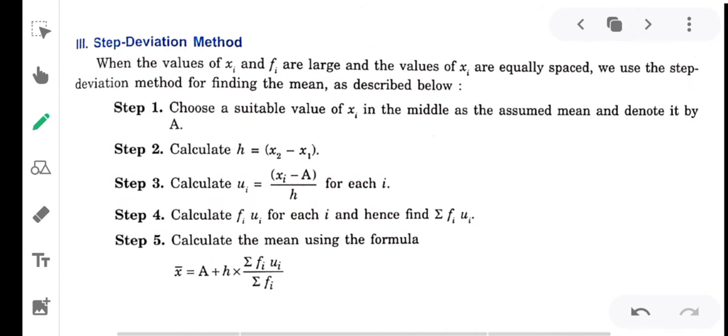Next method, that is the step deviation method. For this method you have to memorize this formula: x bar, that is the mean, equals a plus h into summation of fi ui by summation of fi. A you already know, that is the assumed mean, and h equals x2 minus x1, where x2 is the second observation and x1 is the first observation. Clear? So h equals x2 minus x1.